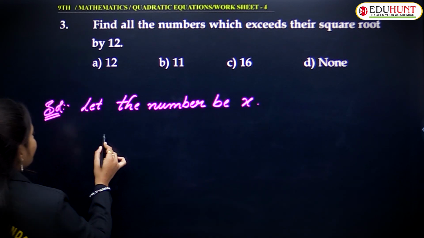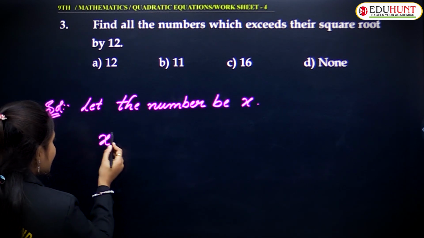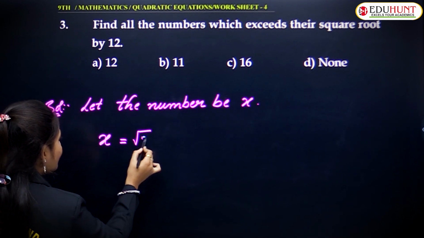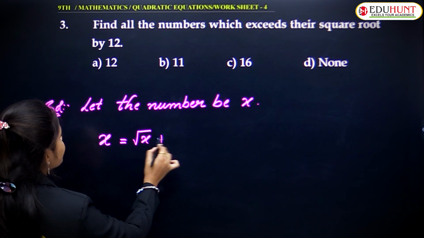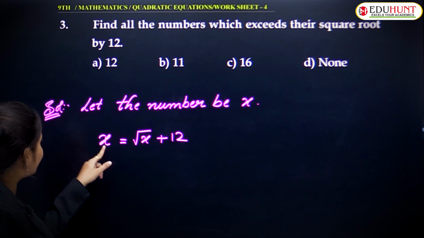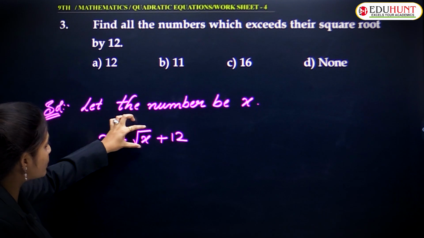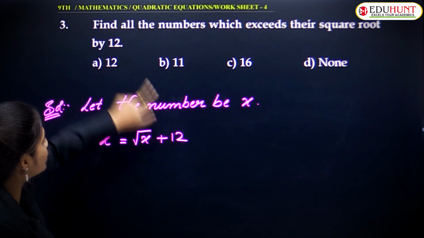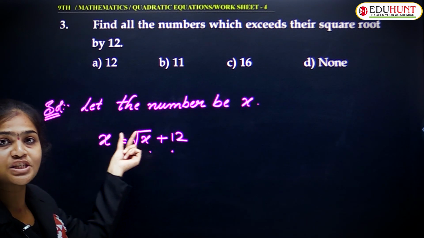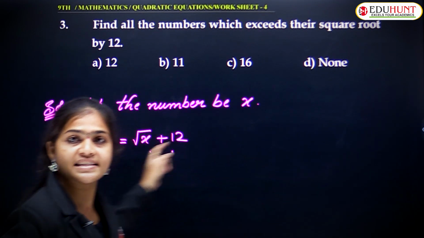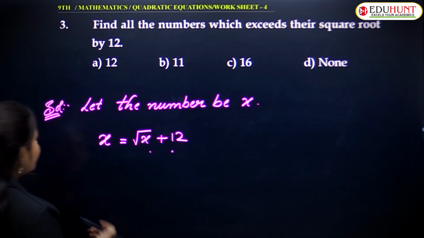So how many numbers are there, according to the question, which equal the square root of the number exceeded by 12? Here and here is the same number. The number whose square root exceeds by 12, this value must be equal to this number. How many such numbers satisfy the given condition? Understand?